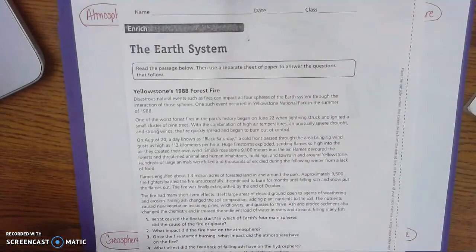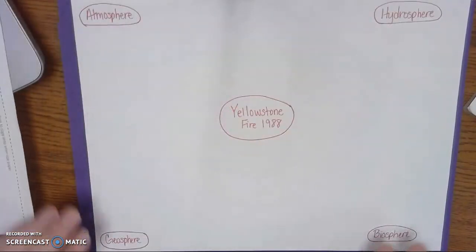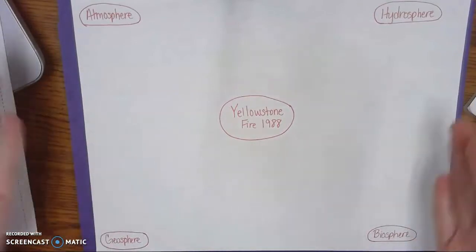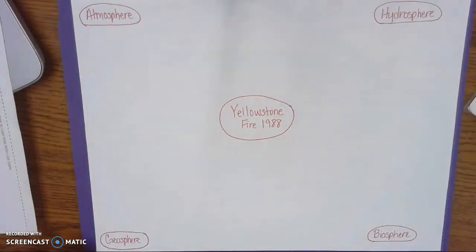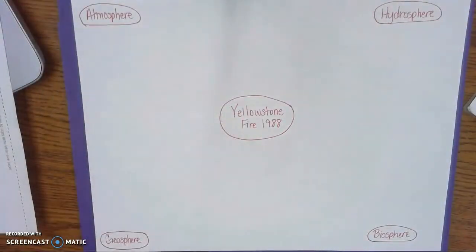As you did earlier, you read this, you analyzed the writing, then you watched two videos that further expanded on this situation. So now let's go to it. Start here. Make sure that you are turning your paper here. You just want to start with a plain sheet, put Yellowstone Fire in the middle, put your different spheres on each corner to start, and then let's get going.